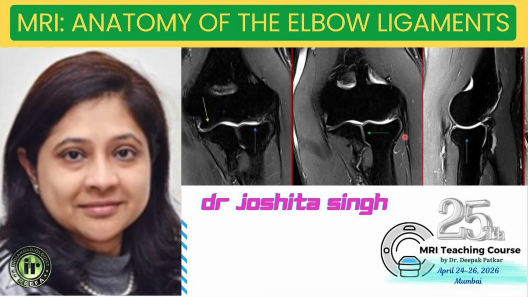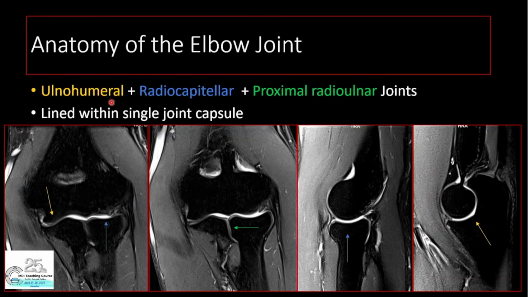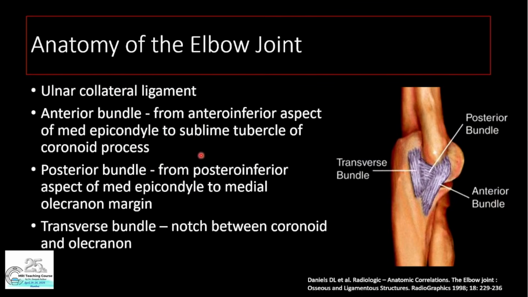So let's do a little recap of the anatomy. Basically, the elbow joint is 3 joints: the ulnohumeral joint, the radiocapitellar joint, and the proximal radioulnar joint. All of them are lined within a single joint capsule. Let's understand these ligaments better.